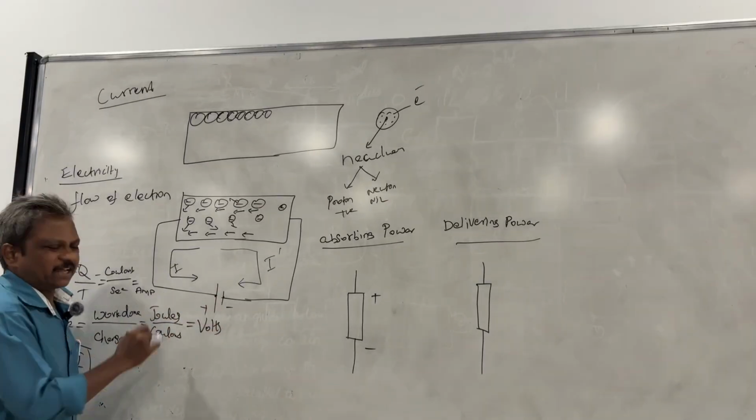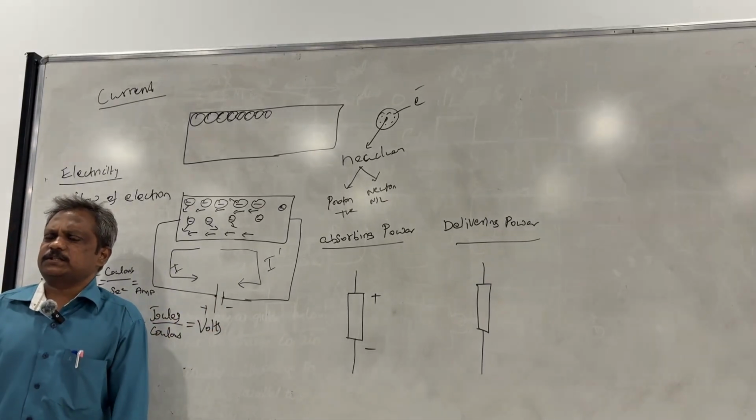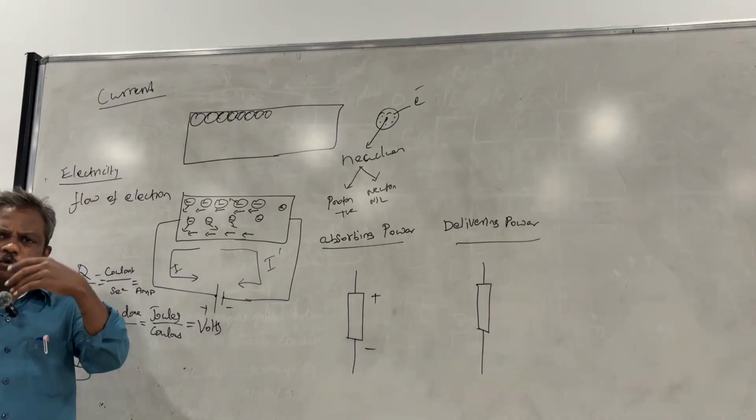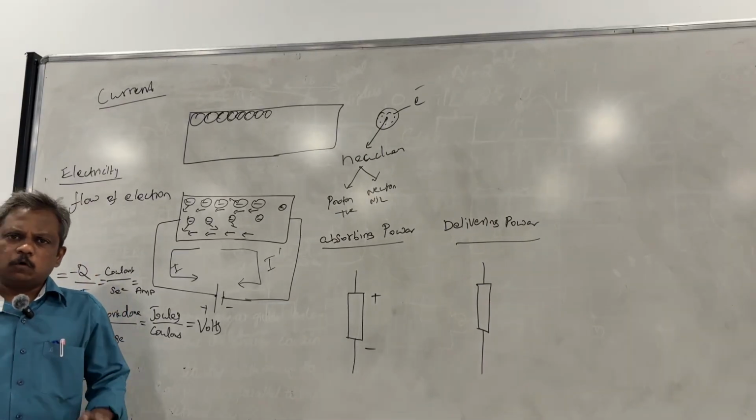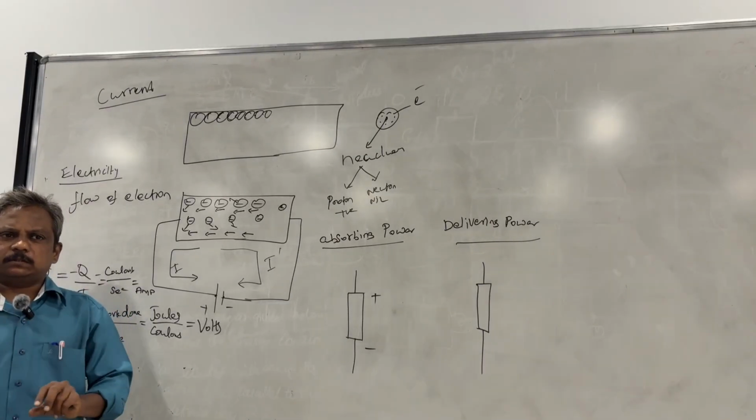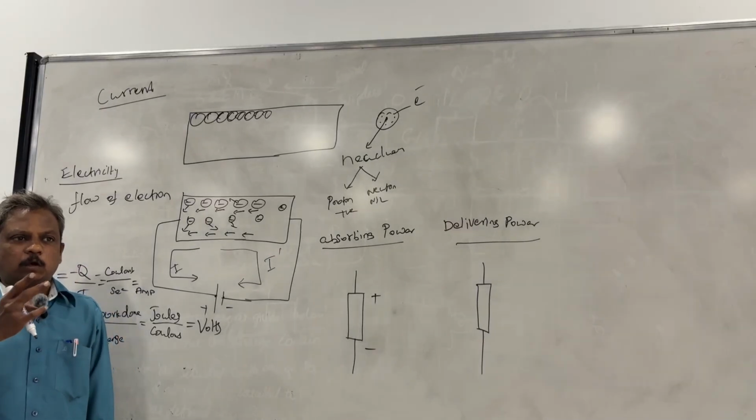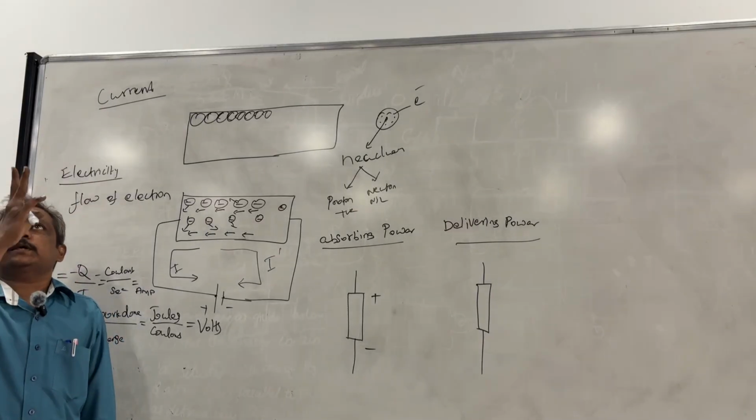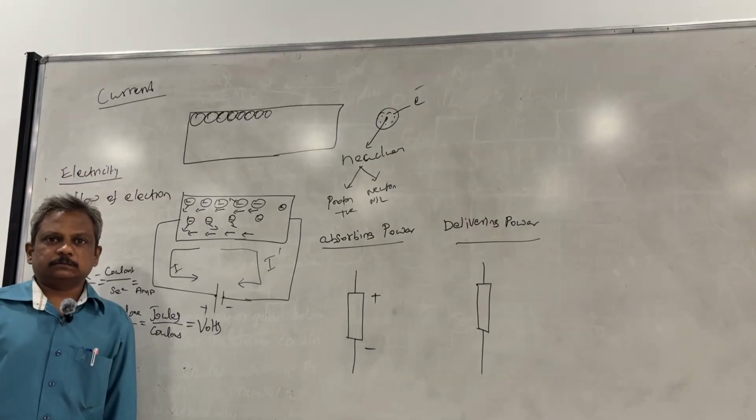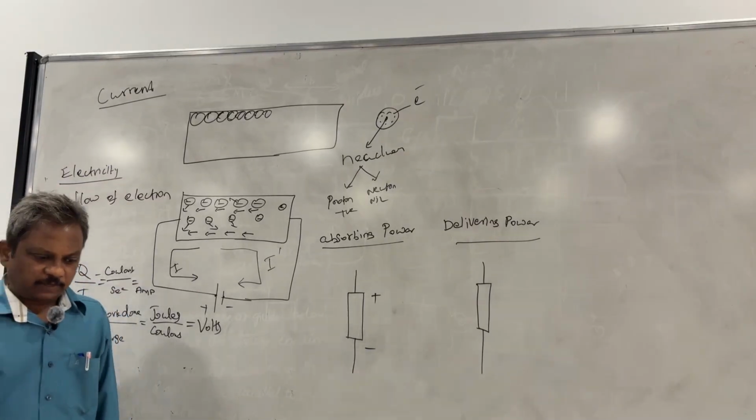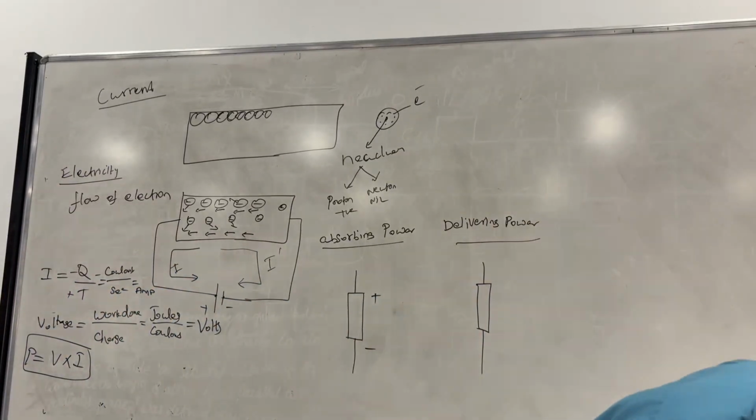Two ends always have polarity, whether it is a load or a source. A load or source will have two ends. In a battery, you would have seen positive and negative. Even in your loads, tube light, fan, anything you see, there will be two wires. Even in your projector also, if you see.